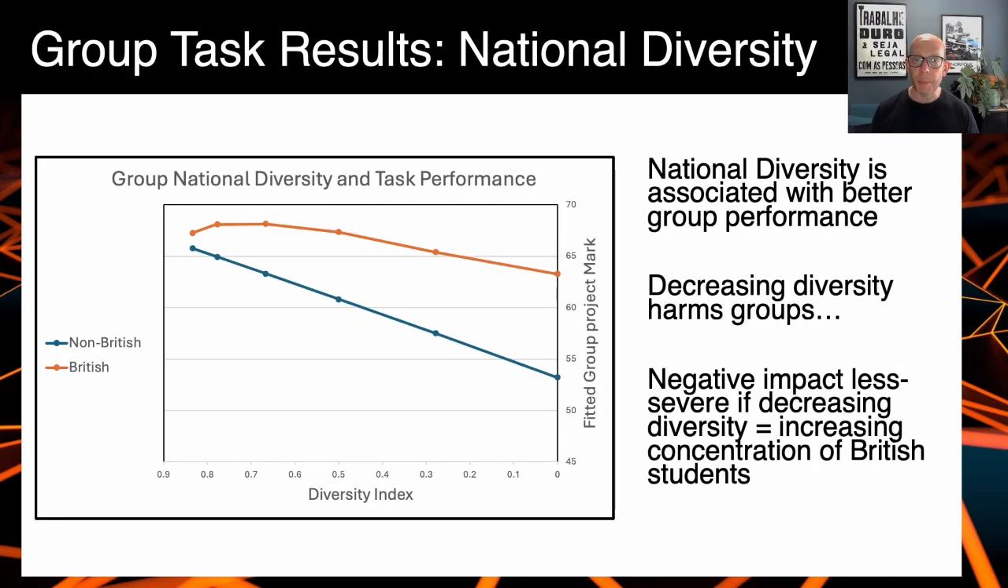So we find a positive association between international diversity within a group and group performance, and that as we decrease the diversity within groups, these groups tend to get worse marks, with one exception: when that decrease in diversity results in more British students in the group. And this we attribute probably almost certainly to the cultural advantages that British students have at UK universities.